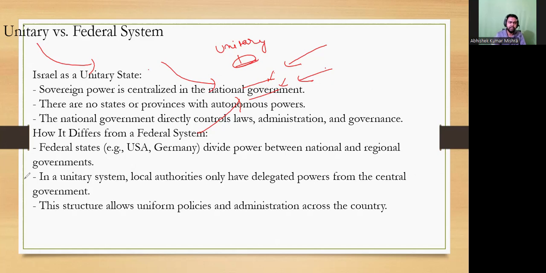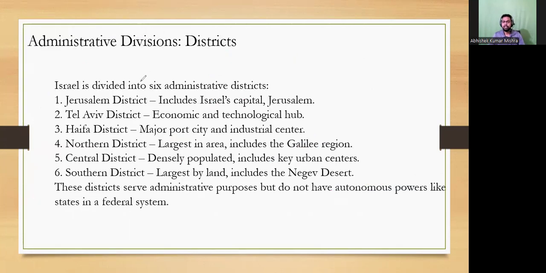That's the important point. There are some basic municipal councils in Israel, but they are at the mercy of the central government. All the powers they derive are from the central government. They do not have their own autonomy. So that's the point you should remember. Now the next part we are going to discuss is the administrative division. This is just for administrative convenience.